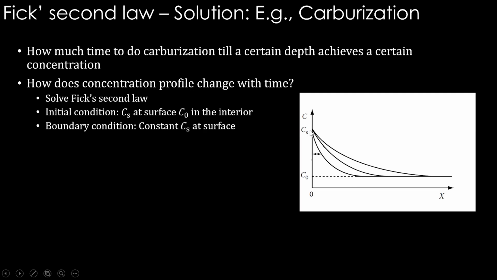The first curve tells you that carbon concentration CS is achieved near the surface in the material, and from there onwards the carbon content is slowly decreasing. Definitely carbon has diffused into this, but let's say this level here is of interest to us. This carbon level should be achieved at a certain depth. Let's say this is the thickness of the material to which this level of carbon is to be achieved.